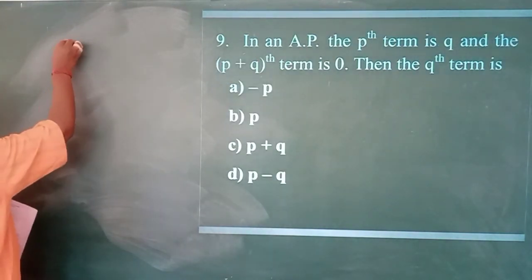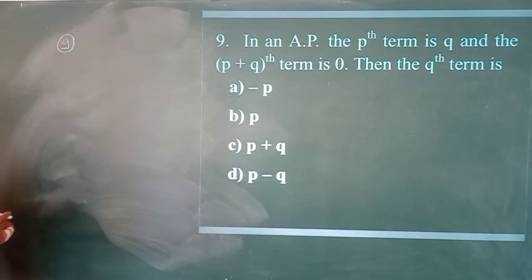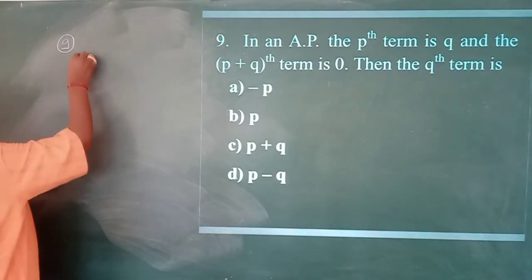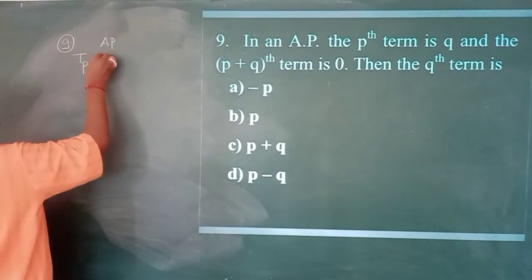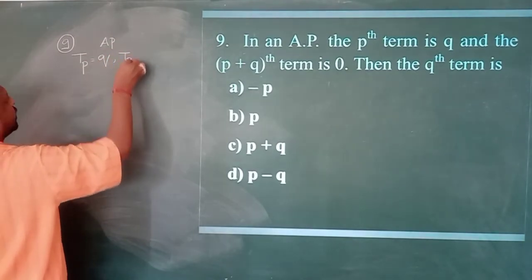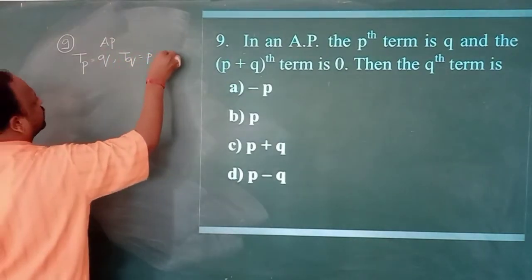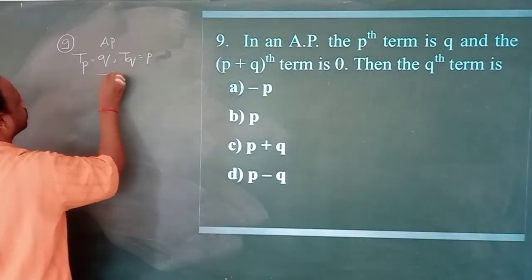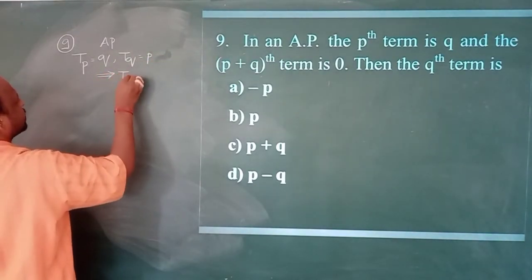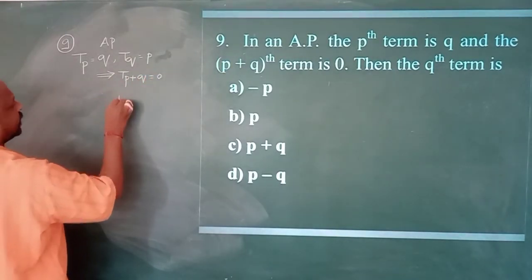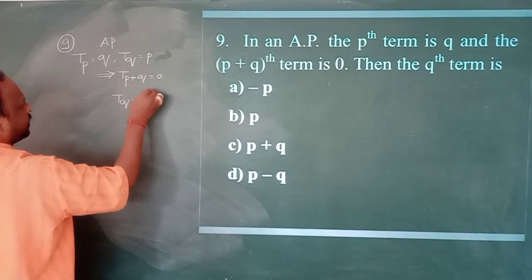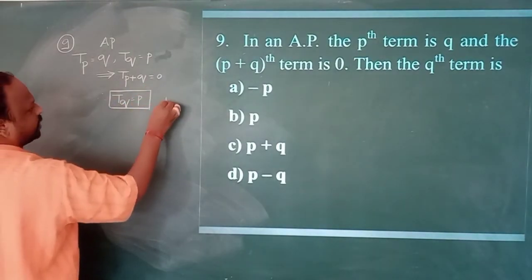Next, the ninth one. In an AP, the pth term is q and the (p plus q)th term is 0, then the qth term is? So we have one standard result: in an AP, Tp is equal to q and Tq is equal to p, which implies T of p plus q is equal to 0. Therefore the answer is Tq is equal to p. Option B is the answer.